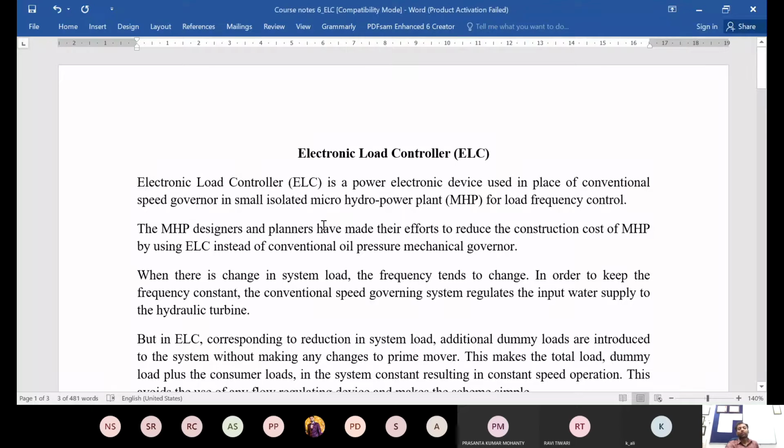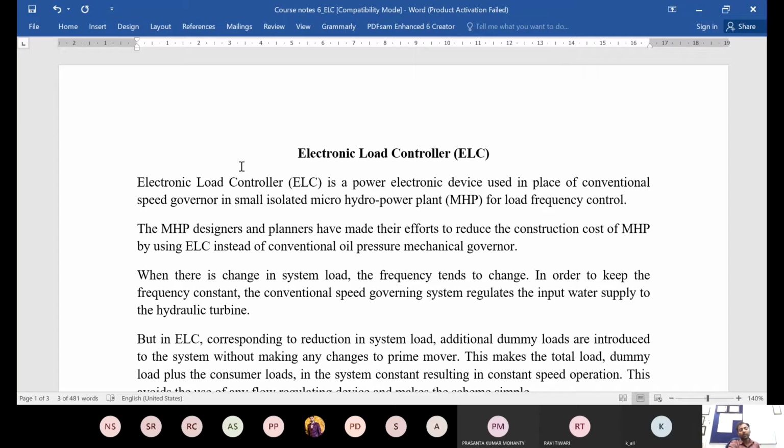As it says here, the electronic load controller is a power electronic device used in place of the conventional speed governor in small isolated micro hydropower plants for load frequency control. So the application is very limited. This is not really used widely, just for these very small, less than 100 kilowatt, typically isolated micro hydropower plant systems, usually in remote, hilly areas. For them, this ELC figures out to be more economical as compared to the complex control needed for the governor mechanism.